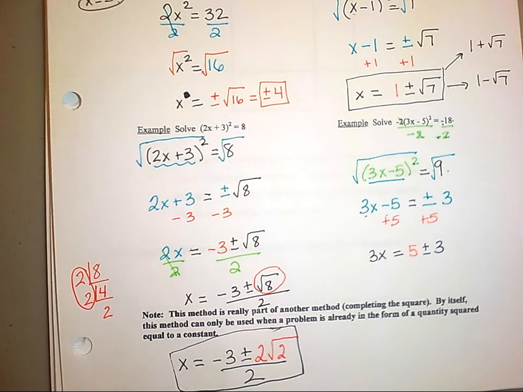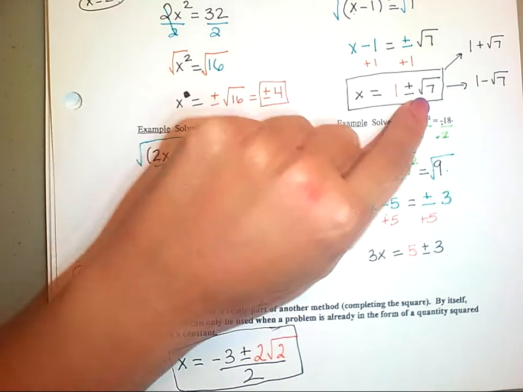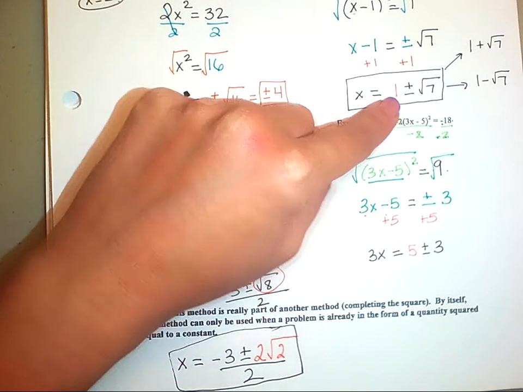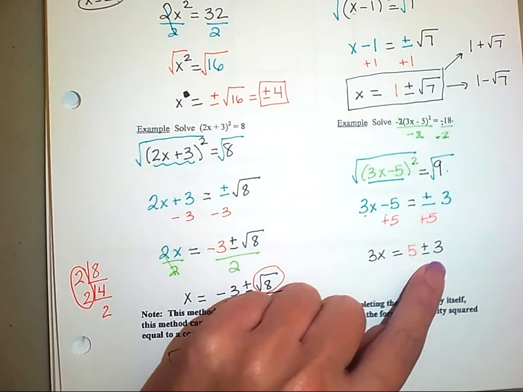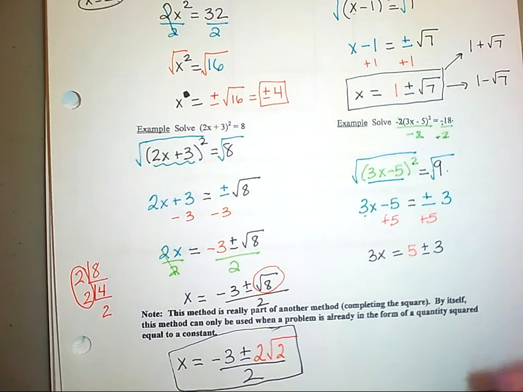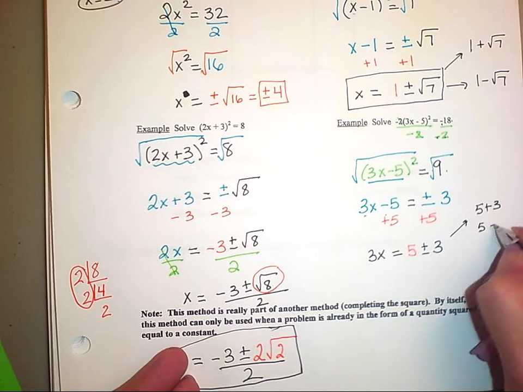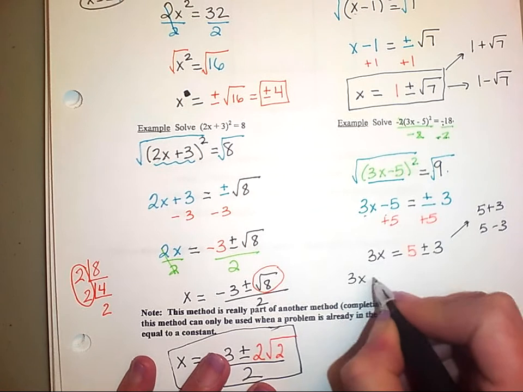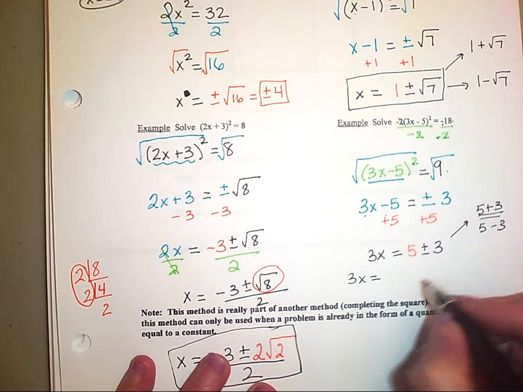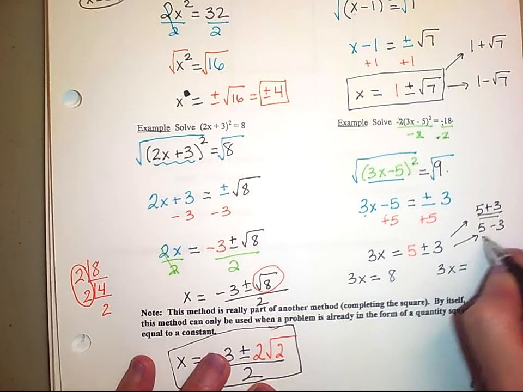Now, up here, when we had this plus or minus situation, we left it because this was an irrational number and this was an integer, so there was no way to combine those. In this case, however, these are both integers and they can be combined. Remember that this is really 5 plus 3 or 5 minus 3. So we have two situations here. It's either that 3x is equal to the first, which is 8, or that 3x is equal to the second, which is 5 minus 3, which is 2.